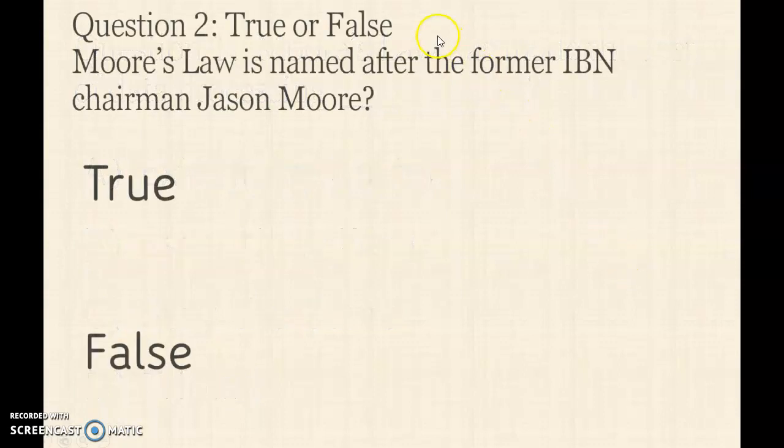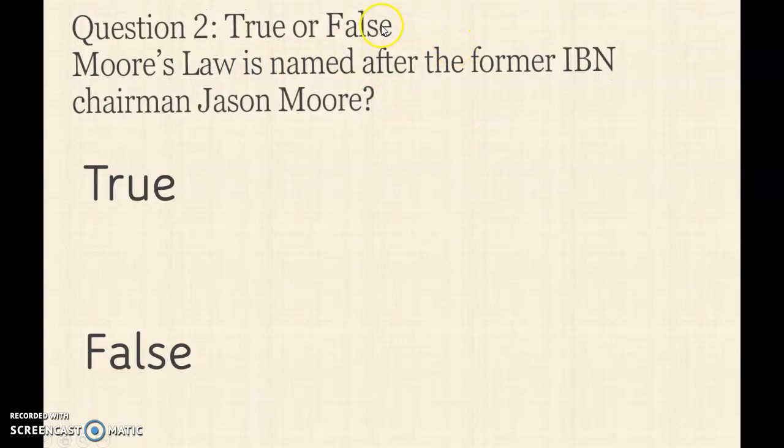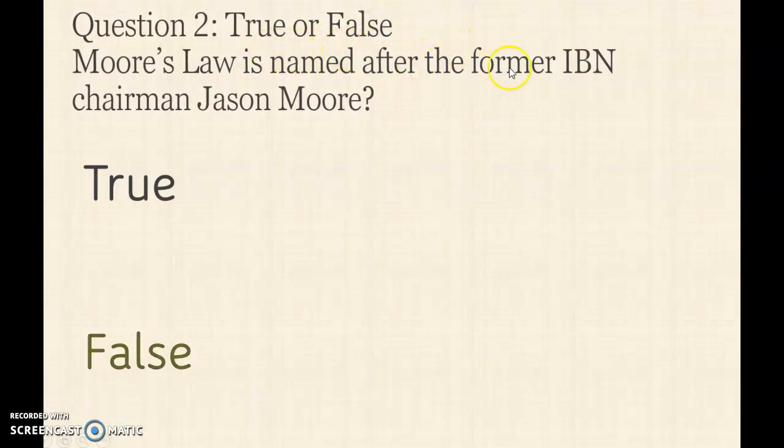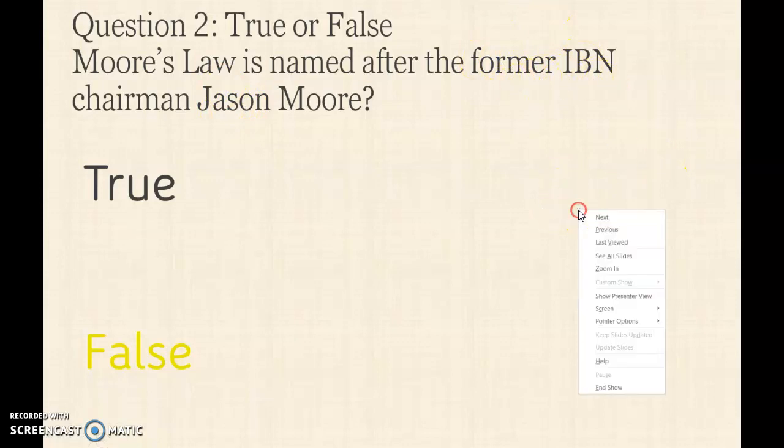Alright, next question is going to be a true or false. Moore's Law is named after the former IBM chairman, Jason Moore. Alright, read the question really carefully. So former IBM chairman is wrong, and his first name wasn't Jason. It was actually Intel, not IBM.